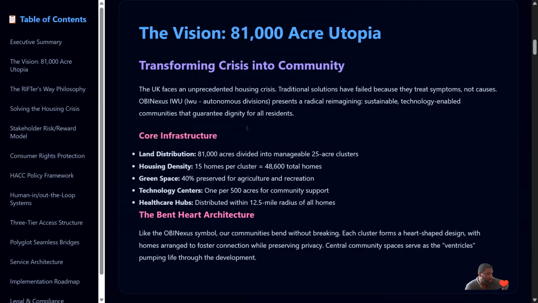This is because I'm doing my bachelor's degree in banking cases. The UK faces an unprecedented housing crisis. Traditional solutions have failed because they treat symptoms, not causes, of the problem. We are the UI automated constitution.